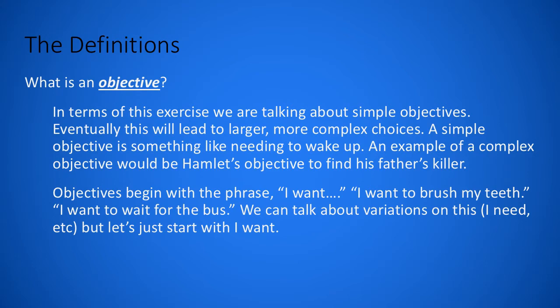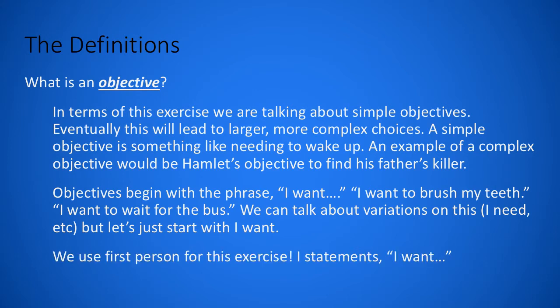Objectives begin with the phrase I want, like I want to brush my teeth. I want to wait for the bus. We can talk about variations on the word want, such as I need, but we're going to start simply with I want. We always use the first person for this exercise. Statements like I want, I need. It's pretty obvious in this particular exercise on yourself, but as we get into characters, when you're playing Hamlet, you would speak, I want to find my father's killer. Okay.